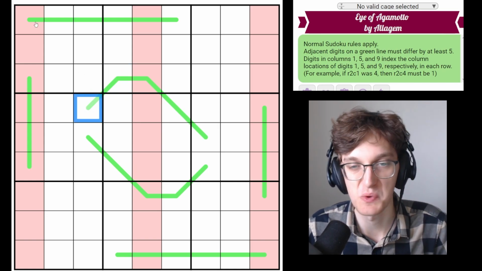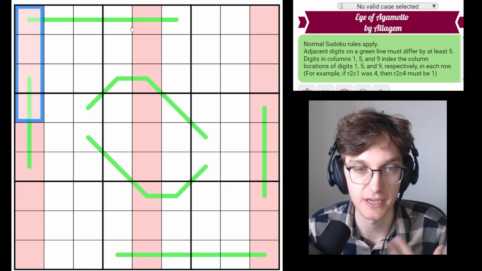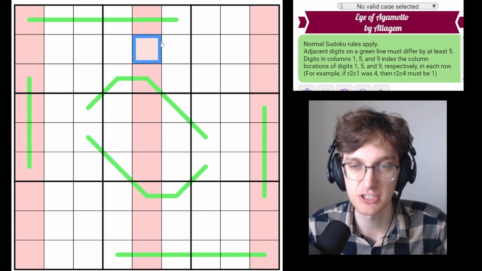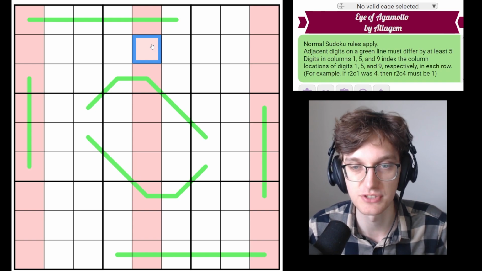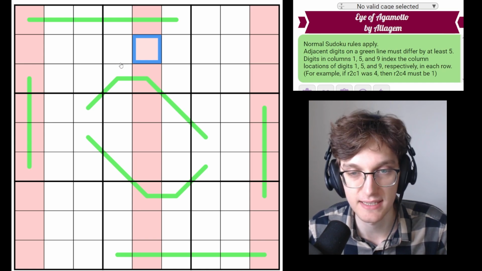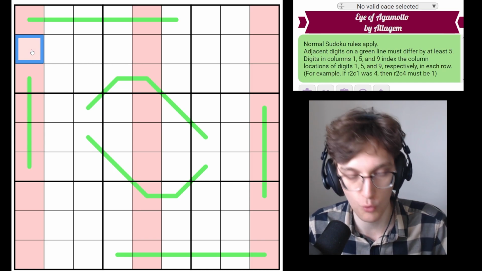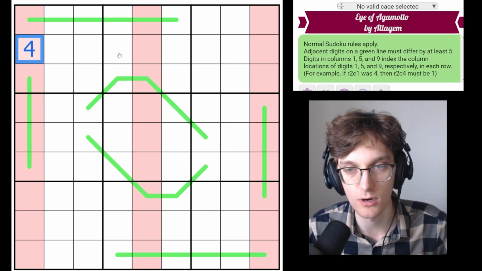And then this is where the 159 rule comes in, which I've never done myself, although I think it's somewhat popular. So digits in columns 1, 5, and 9 index the column locations of digits 1, 5, and 9 respectively in each row. And the example that they give is that if row 2, column 1 is a 4, then that means row 2, column 4 is a 1.